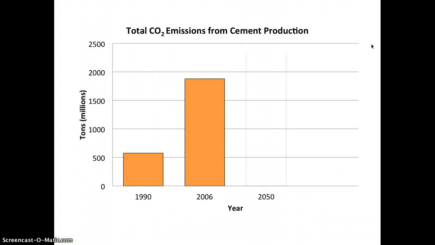So finally, this graph puts into perspective how much carbon dioxide has been emitted due to cement production. From 1990 to 2006, the total carbon dioxide has increased from 576 million to 1.88 billion tons, while it is projected by 2050 that we will have emitted 2.34 billion tons from cement production.